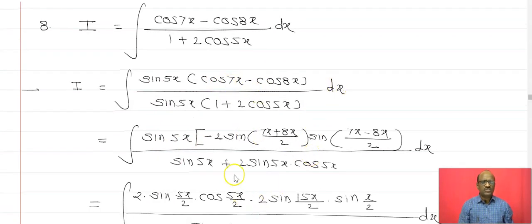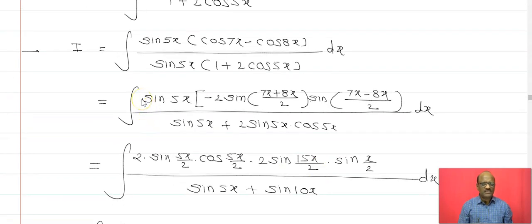What is cos c minus cos d? That is minus 2 times sin of (7x plus 8x) upon 2 into sin of (7x minus 8x) upon 2, bracket complete, dx upon sin 5x. We multiply this sin 5x to this bracket, that is 1 plus 2 cos 5x, then you will get sin 5x plus 2 times sin 5x into cos 5x. Now next, see here, what is the term here? That is sin 5x.